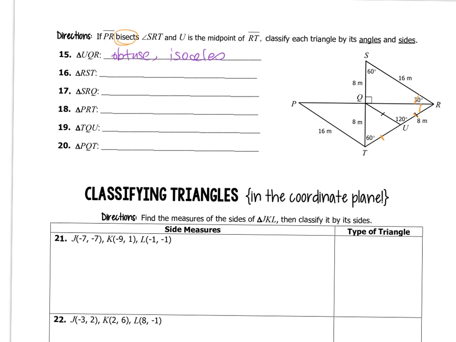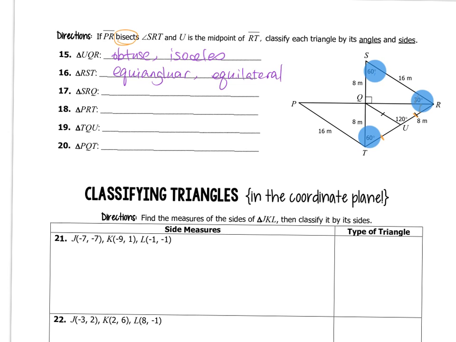Triangle RST. RST is this big one. Let's see. Looks to me, I have this angle being 60. This angle, I don't know. However, because I have SRQ being 30, and QRT must be 30 because PR is the angle bisector, in fact, all three angles are congruent. Therefore, my conclusion there is this is an equiangular triangle. And also, if it's equiangular, it must be equilateral.